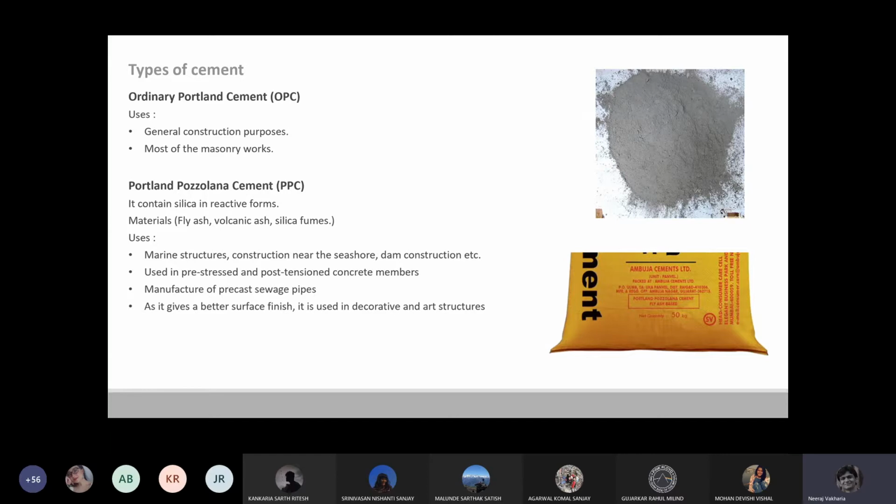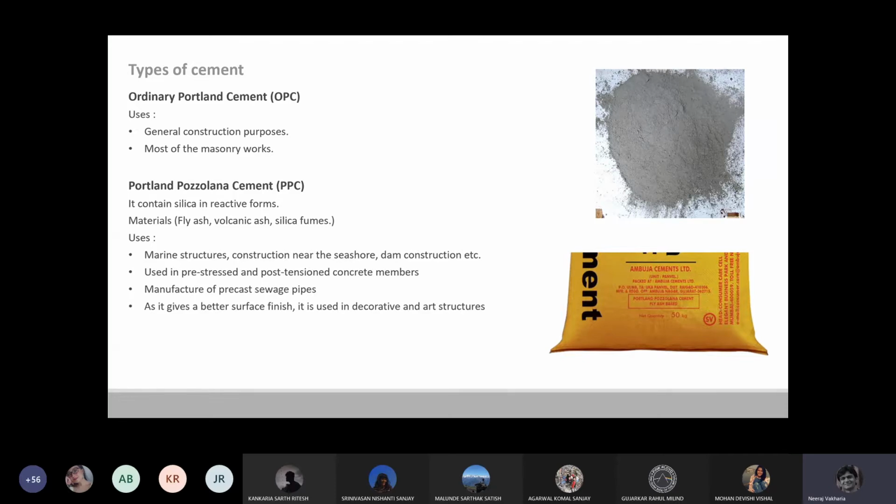Then PPC, Portland Pozzolana cement. It contains silica in reactive form. Silica is the main element in cement. This material reacts with calcium hydroxide generated by hydrating cement, forming additional cementitious material when it is finely divided. Again, it's not necessary for you all to understand exactly which chemical is mixed with what, but the general idea should be there in your mind.